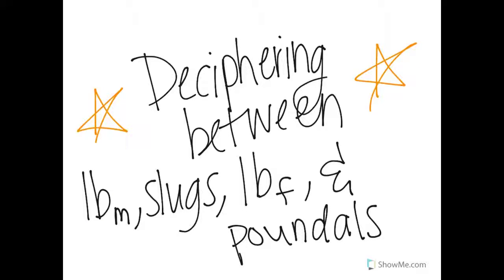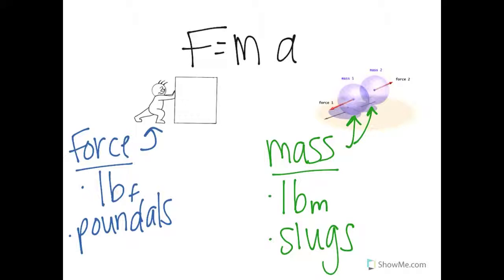Today, we'll be deciphering between pound mass, slugs, pound force, and poundals. Throughout this video, keep in mind the equation F equals ma. This is the basic force equation used in physics. For the force variable, like this guy pushing on this box, he's exerting a force, we have pound force and poundals. For mass, which we have these two balls, we have pound mass and slugs.